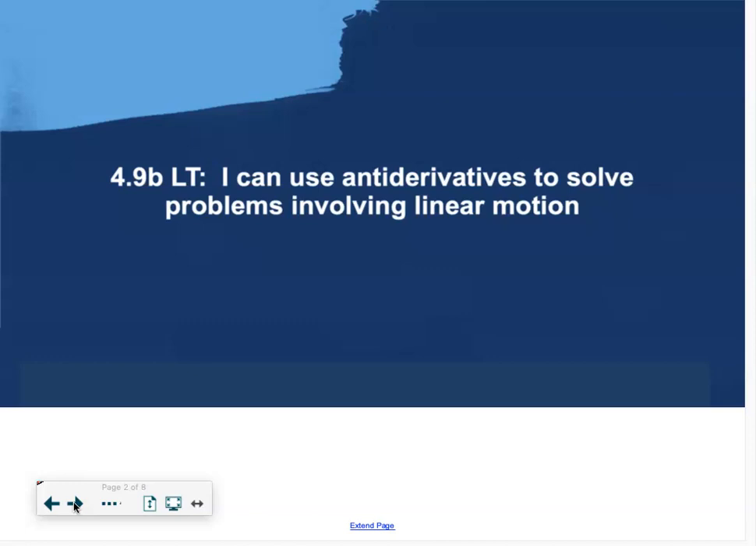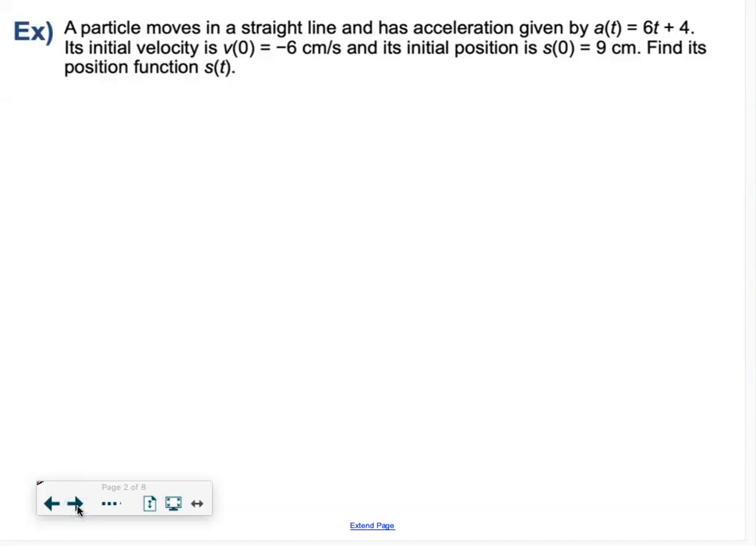All right. So, a particle moves in a straight line, let's just say horizontally. The acceleration function is 6t plus 4. The initial velocity is negative 6 centimeters per second. The initial position, s of 0, is 9 centimeters. So it's starting at a position of 9 centimeters.